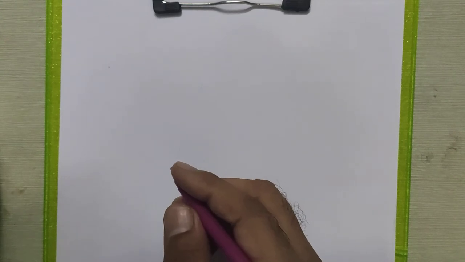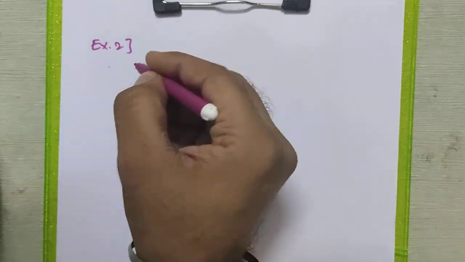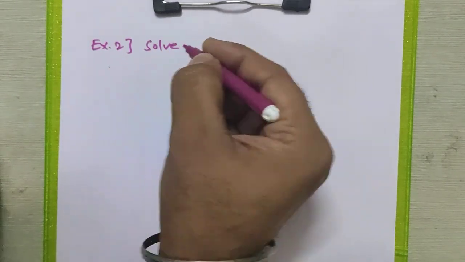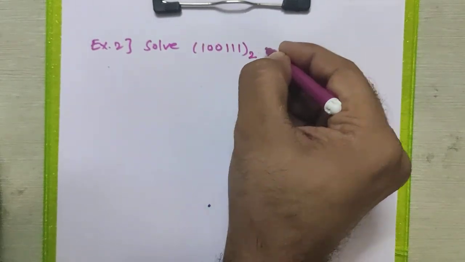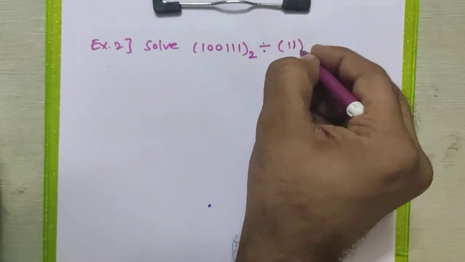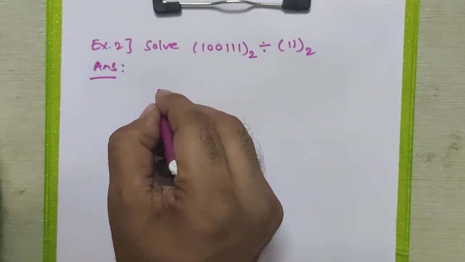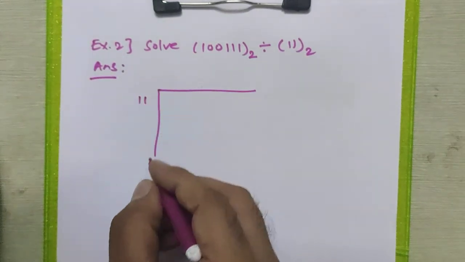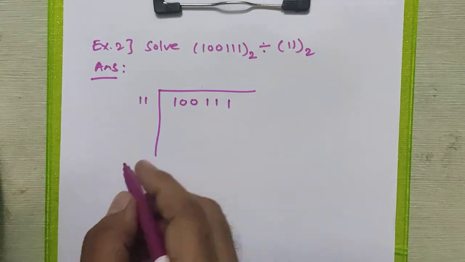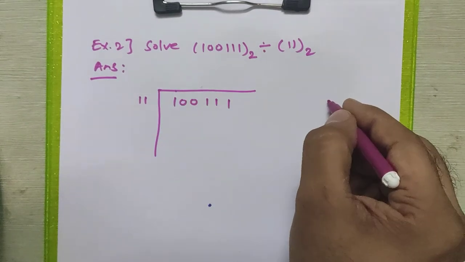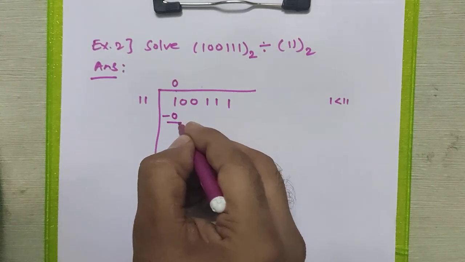We'll see one more problem to better understand the binary division concept. Example 2, where we'll perform the division of two numbers: 100111 in binary divided by 11 in binary. Again, we use the same structure. Here we have divisor 11, dividend is 100111. Now take the first digit, 1 is less than 11, so it is not divisible. So we put 0 here, minus 0, 1 as it is.